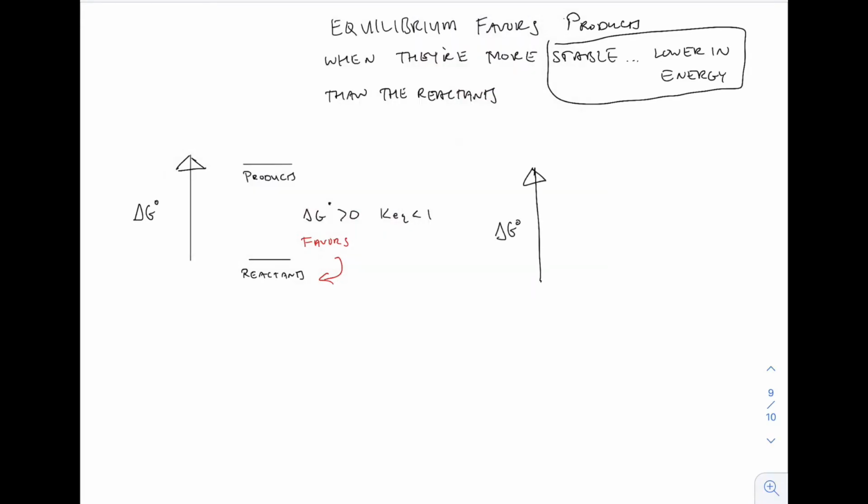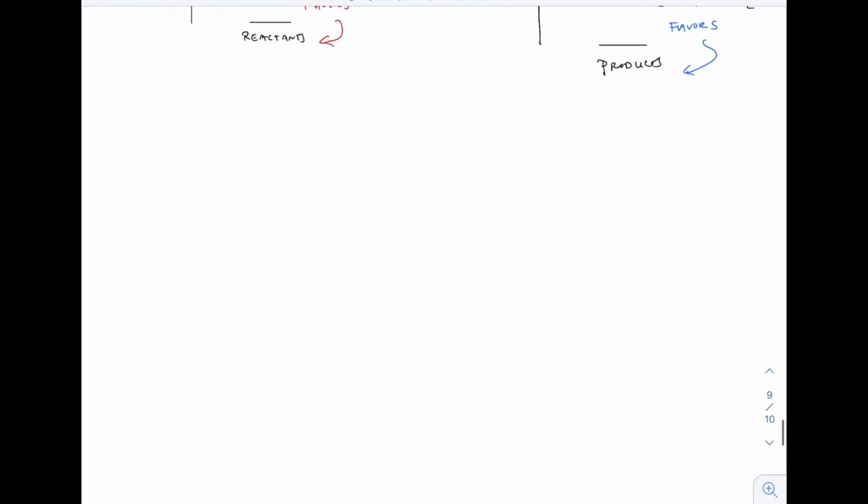Now, if we draw the same setup, but instead of having the reactants on the bottom, we have them on the top and the products on the bottom, that means that delta G is going to be less than 0 and Keq is going to be greater than 1. And remember, that favors the products because the Keq equation is products over reactants, right? So more products means a value greater than 1.